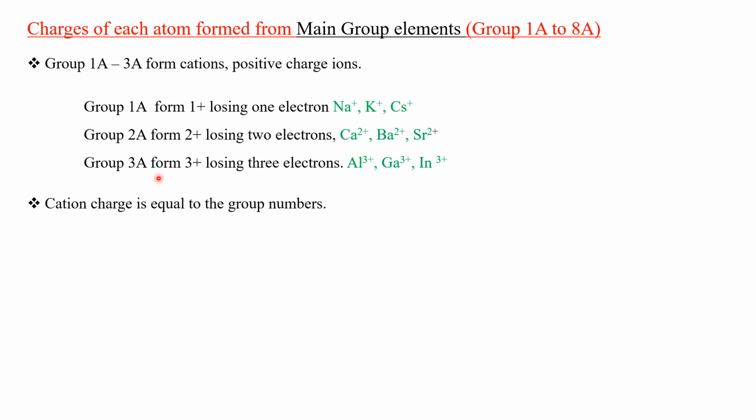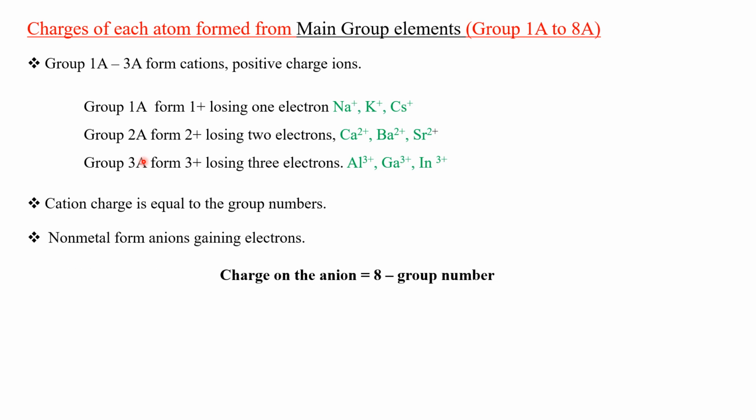Group 3 elements lose 3 electrons and form a 3 plus charge. Now you can clearly see there is a relationship between the charge on the ion and the group number. So always the group number is equal to the positive charge formed by each cation, each element. So groups 1, 2, 3 are metals. They always lose electrons to form positive charge ions.